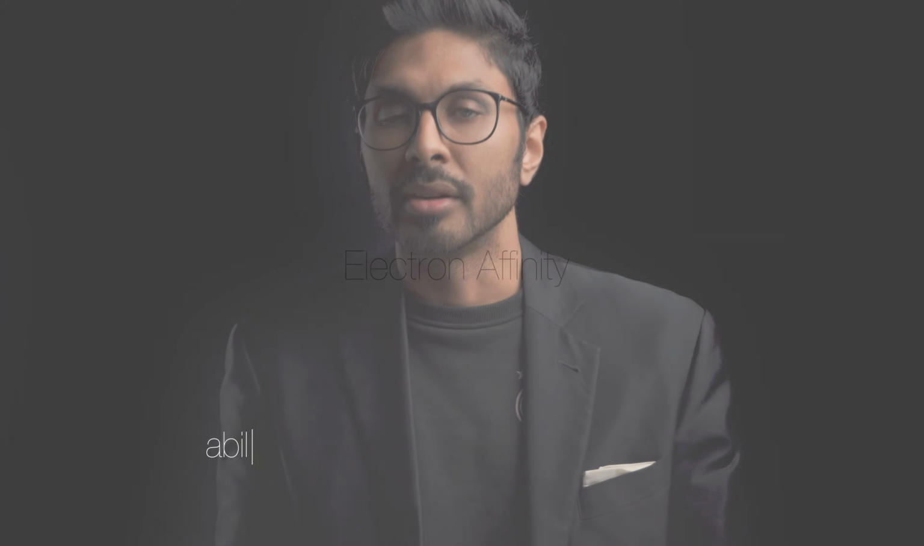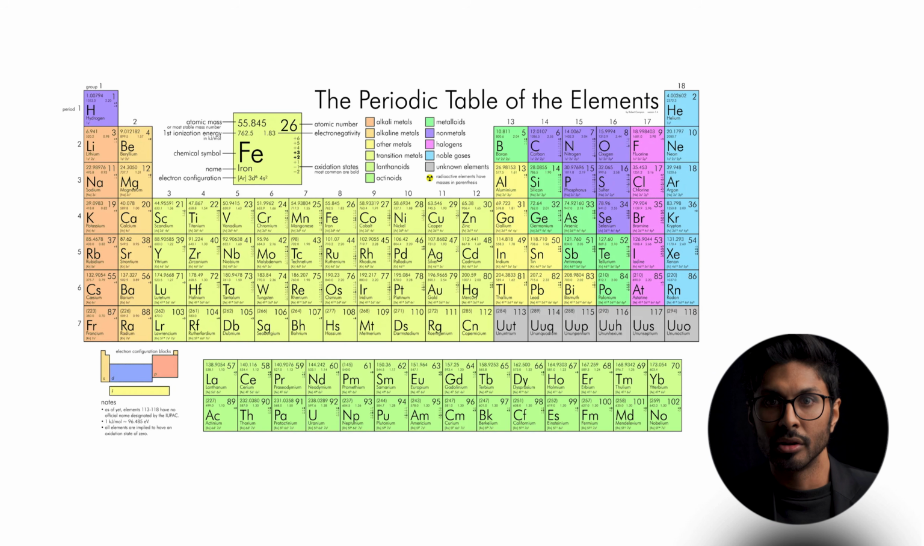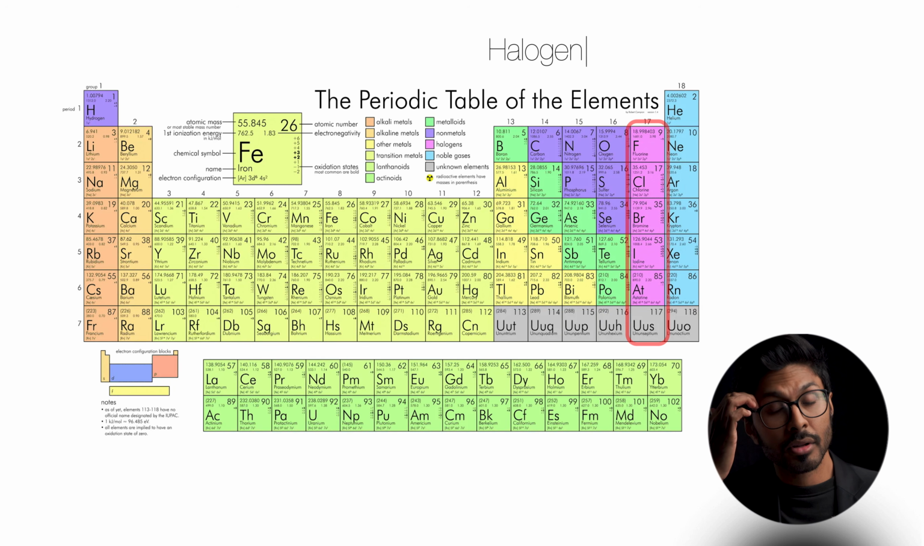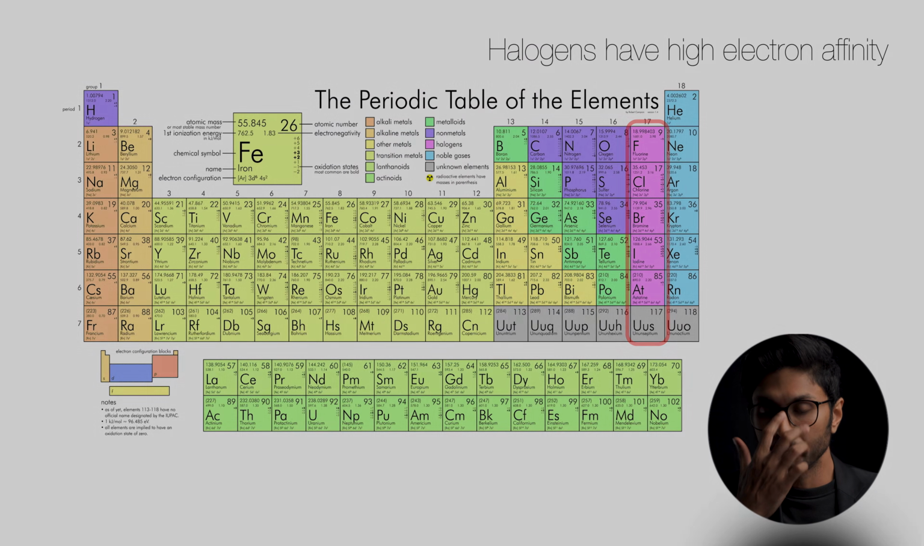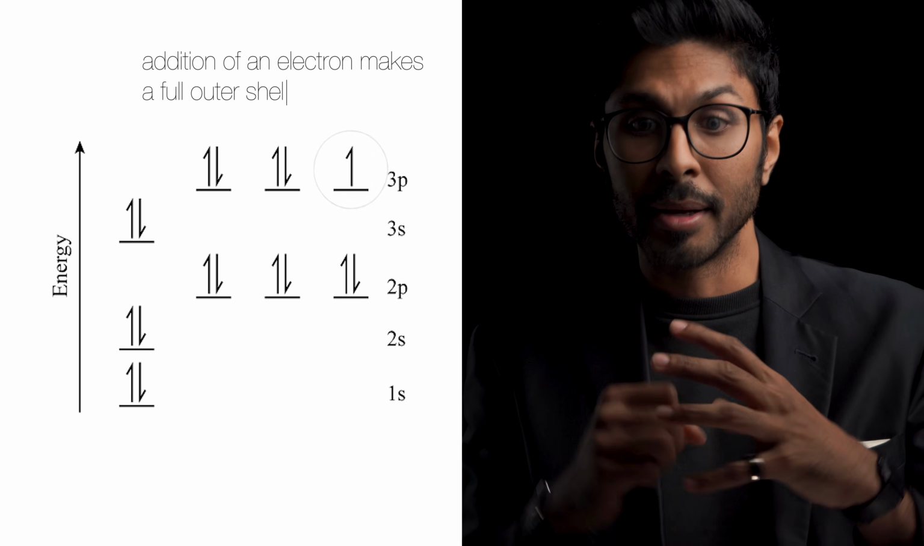So electron affinity reflects the ability of an atom to accept an electron, like our chlorine example earlier. Elements with higher nuclear charge, such as group 17 halogens, have high electron affinity because the addition of an electron results in a completely filled outer shell. Hence why Cl⁻, chloride, is made so easily in that sodium chloride example I gave.